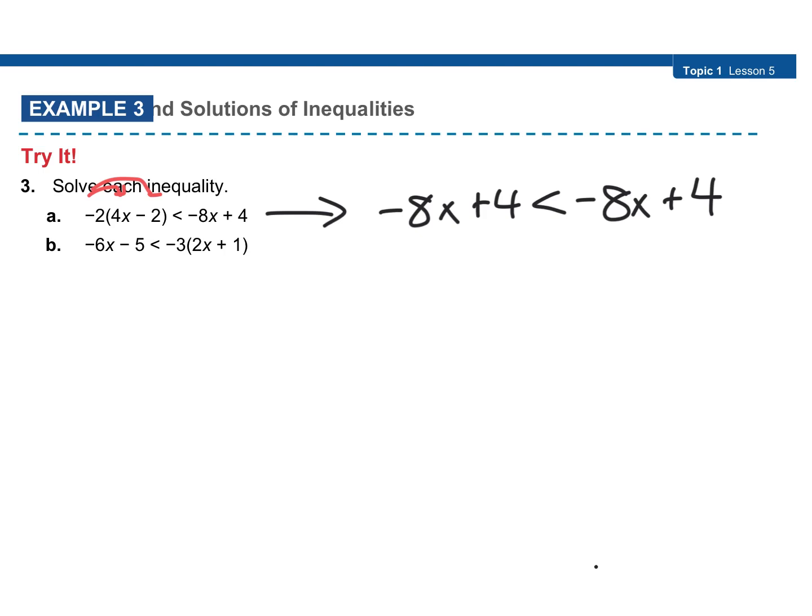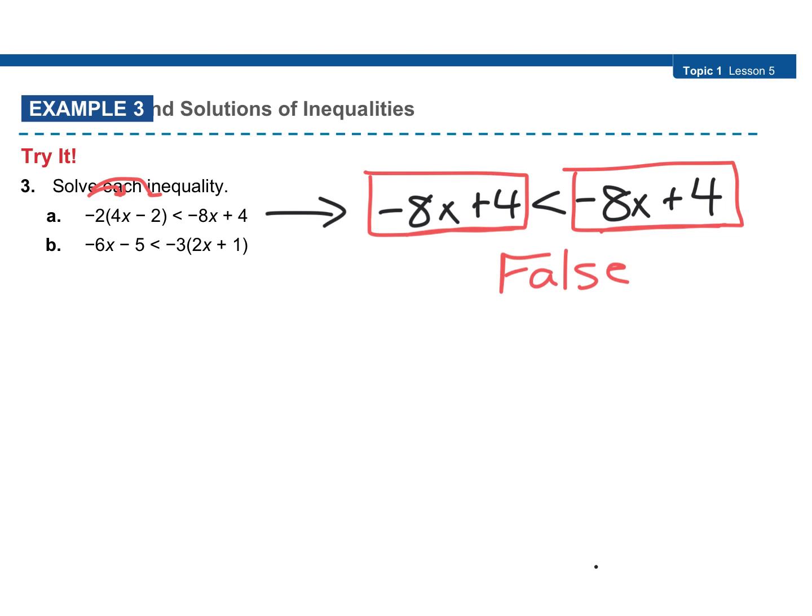It looks like an identity, okay, because they're the same. But if they're the same, that means they must be equal. Well, what that tells me is this can never be less than this, because they're equal. They can never be less than one another. So that, in math, again, is considered a false statement. Anytime we have a false statement, that means there's no solution. If there's no solution, that means graphically we can't do anything.